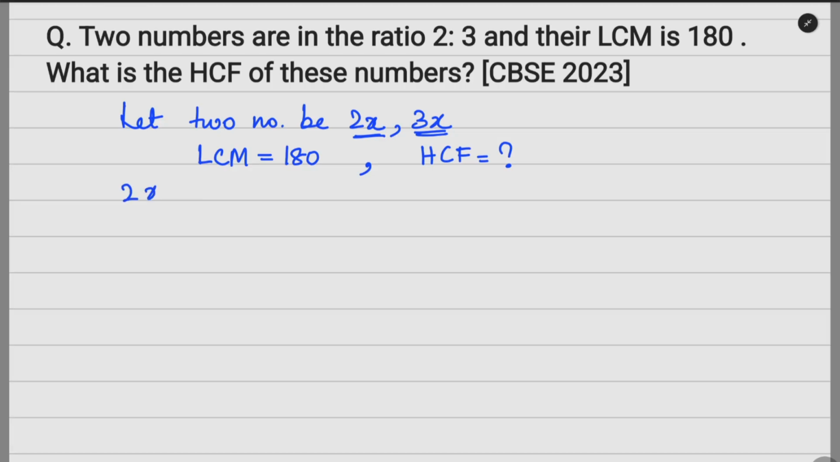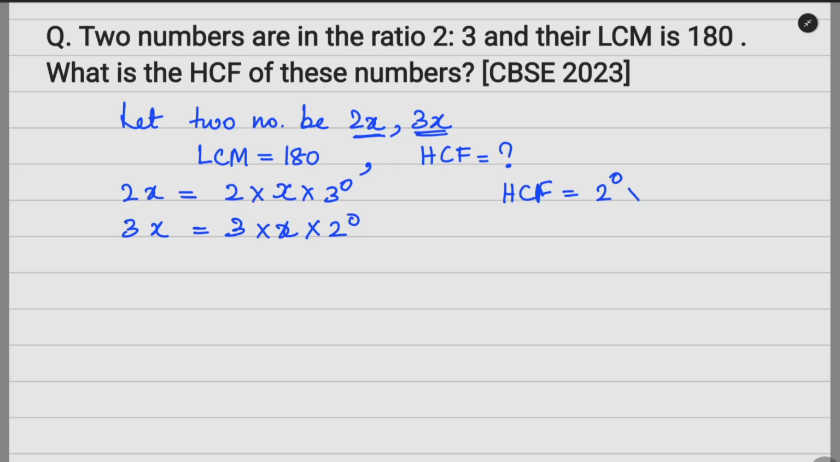The first number 2x, I can write it as 2 into x, for the prime factorization. For 3x, I can write it as 3 multiplied by x, and I'll write a 2 to the power 0 and a 3 to the power 0 here. If you take HCF, you have to take the lowest power. What is the lowest power of each of these prime numbers? For 2, the lowest power is 0. For x, it is x itself, and for 3 it is 3 to the power 0. So the HCF is x.